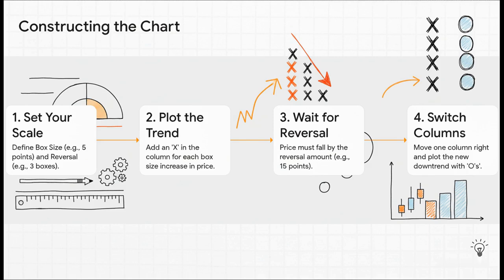As the price goes up, you add an X for every 5-point jump, stacking them up in one column. You just keep adding X's as long as that uptrend is in place. But the moment the price falls by 15 points, that's our 3-box reversal amount, the trend has officially changed. So you just move one column over to the right and start a brand new column of O's heading down. It just keeps going like that, back and forth, X's and O's.